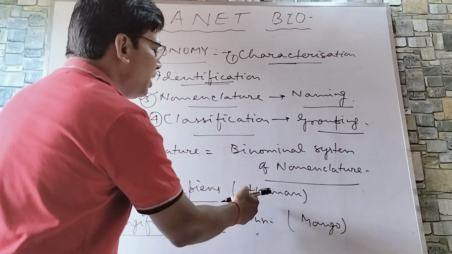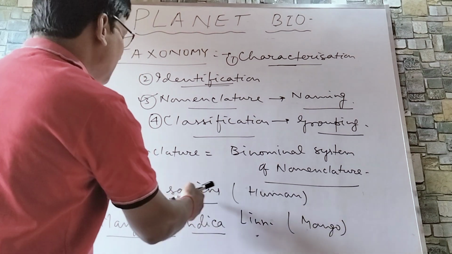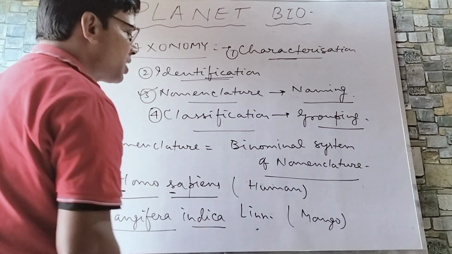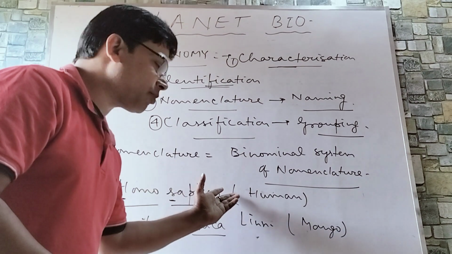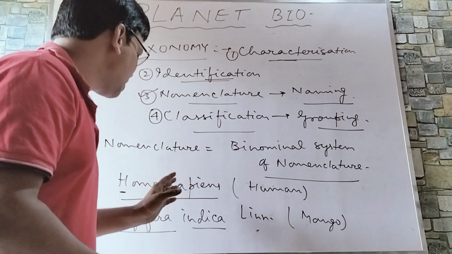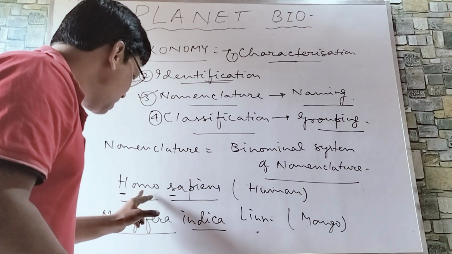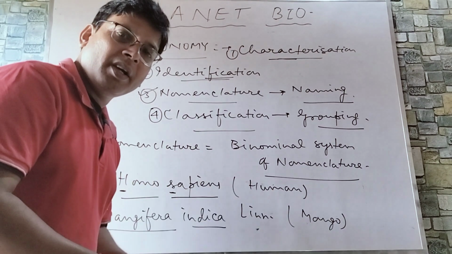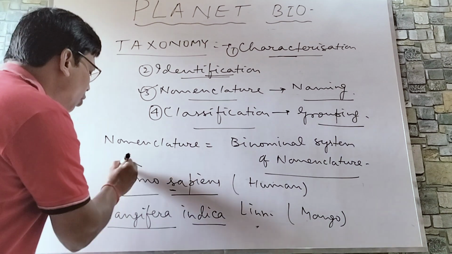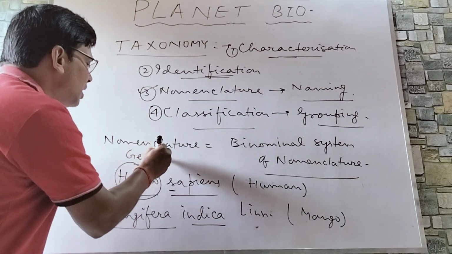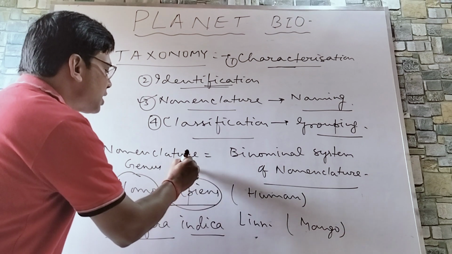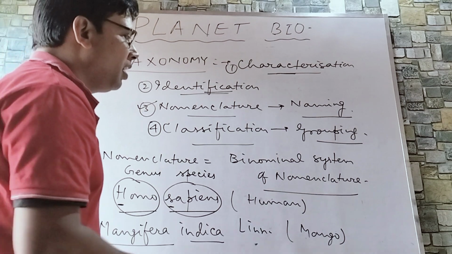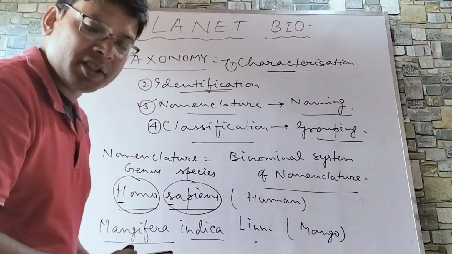But you can see in the biological name for human, Linn. has not been mentioned. Sometimes the trinomial system of nomenclature is used, and that is Homo sapiens sapiens. Homo is the genus, sapiens is the species, and the other sapiens is the subspecies. So this is the biological system of nomenclature given by Carolus Linnaeus, the Swedish biologist.